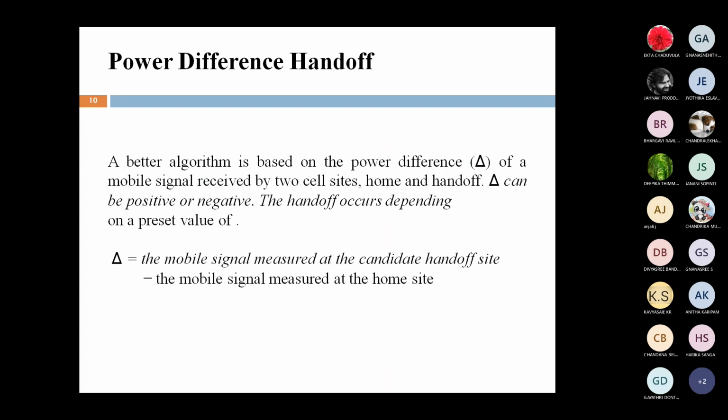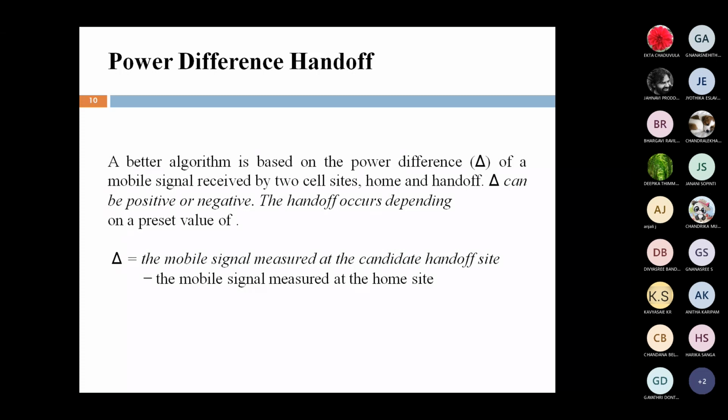Present cell and future cell, or old cell and new cell. Now we have to take the transmitted power of the two base stations, that is, the difference between the old cell transmitted power and the new cell transmitted power. We have to take which one is greater, then take the signal from the greater one only. That is the power difference of the mobile signal received by the two cell sites.